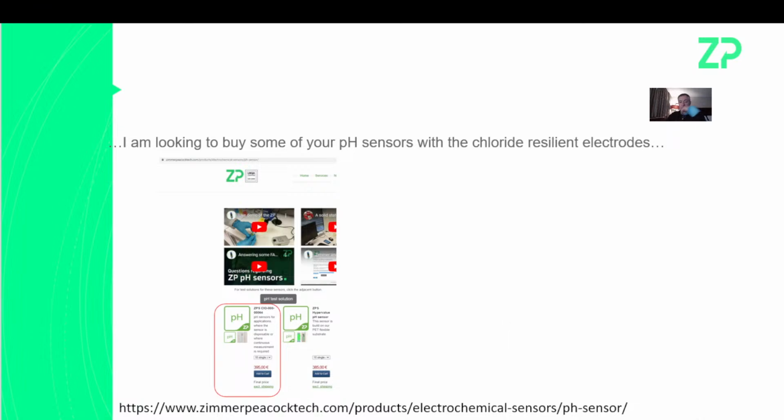I'm just reading the comments here. If I take a sensor and it is dry, do I need to have it in water or PBS for some time? Yeah, I would say that's correct.